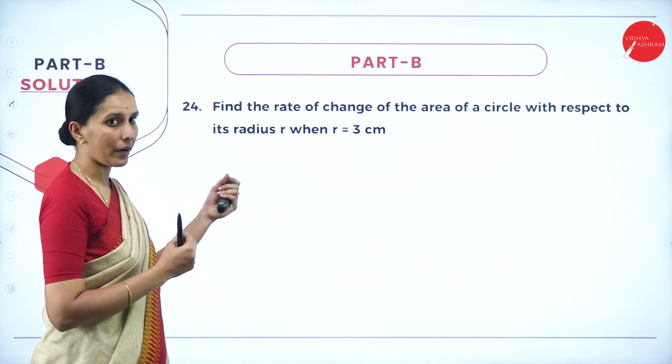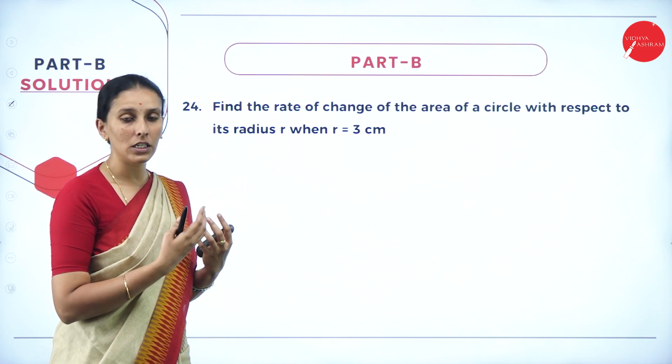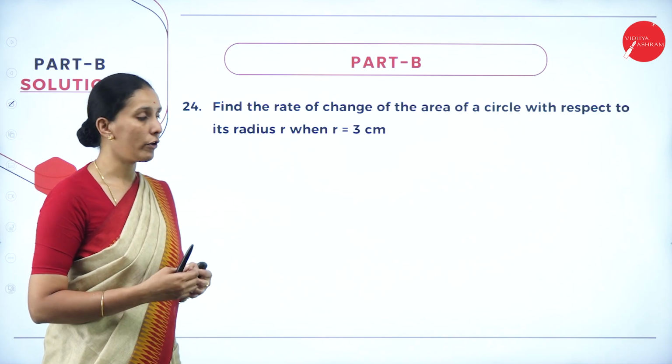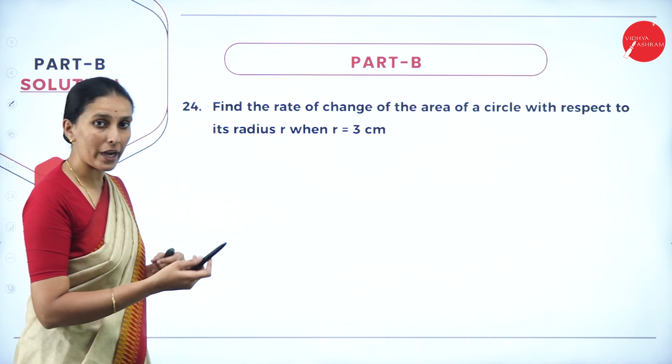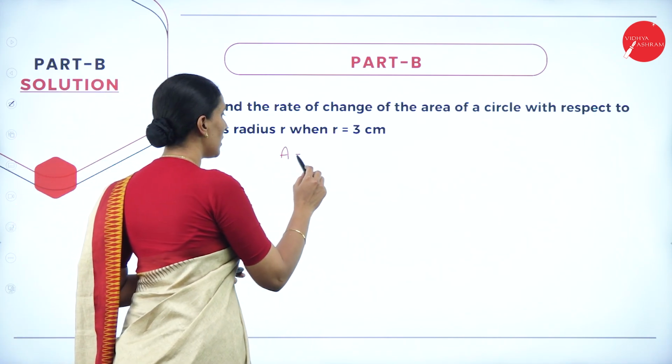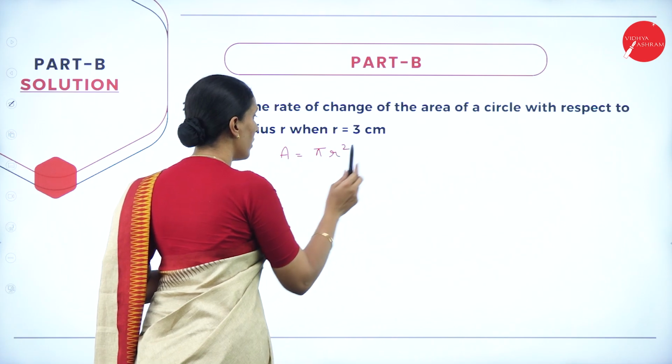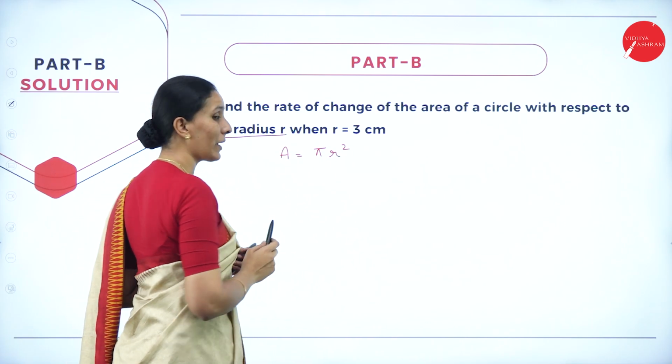One question is from the rate measure. So that is area of a circle, volume of a cube kind of questions you can expect here. Now here we have area of a circle with respect to radius. We know that area of a circle is given by pi r square. We need to differentiate this with respect to radius.